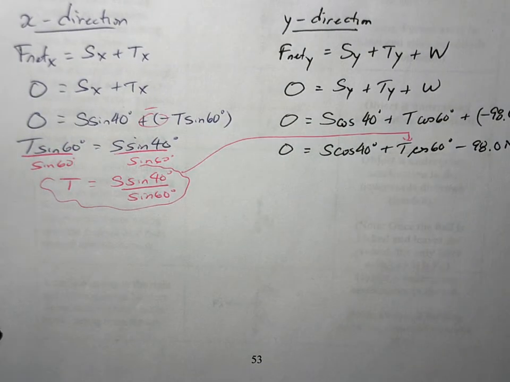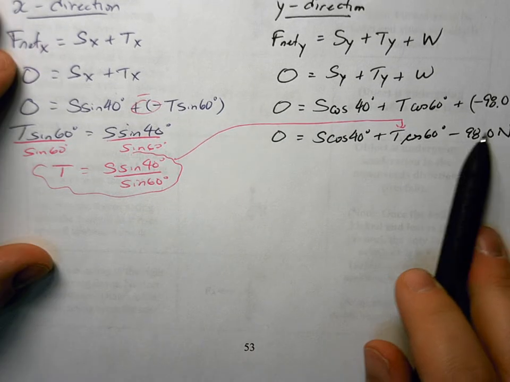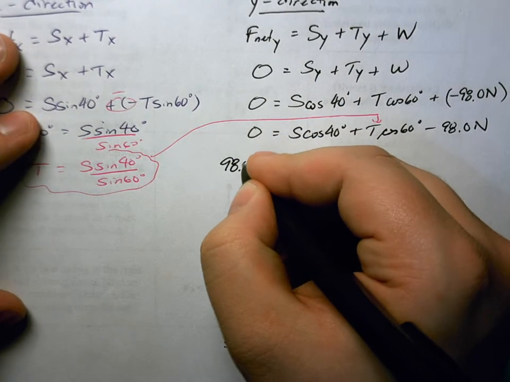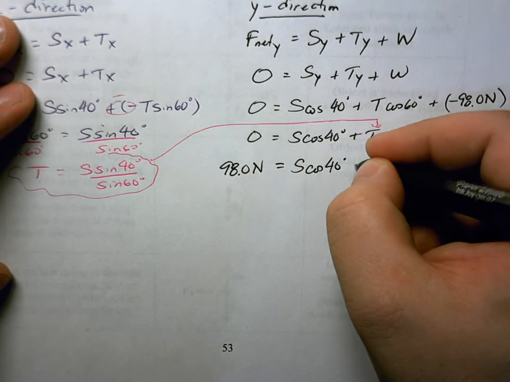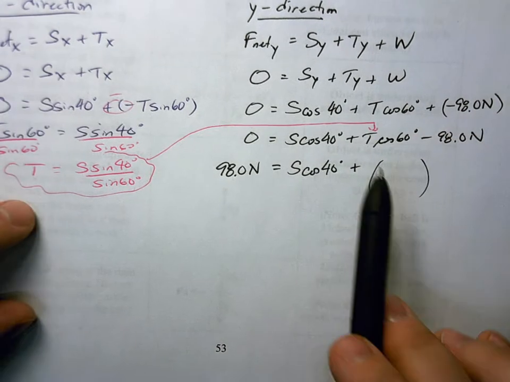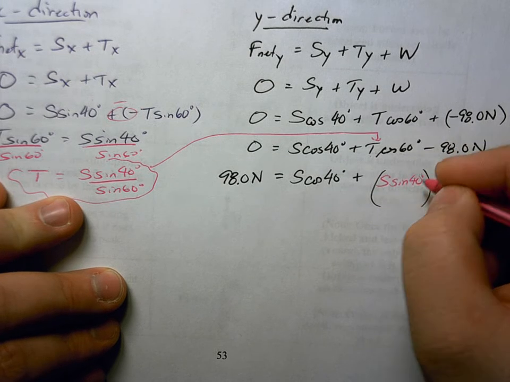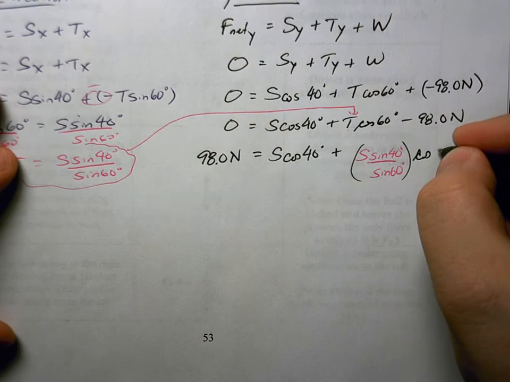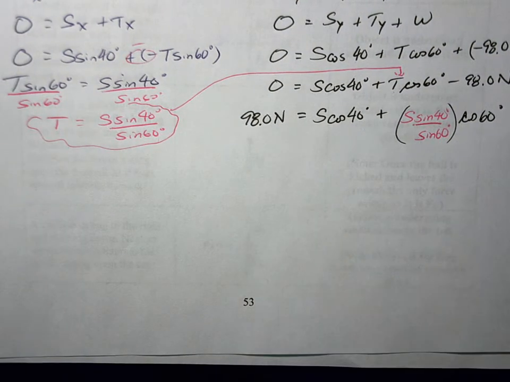You're going to see that this gets ugly really fast. I'm also going to put the negative 98 newtons on the other side. So I'm going to have 98 newtons equals s cos 40 degrees plus, now instead of t, we sub in s sine of 40 degrees over sine of 60 degrees, and then I have that cos 60 degrees. So this is my new equation. It's pretty nasty looking, and we haven't even quite finished it yet.